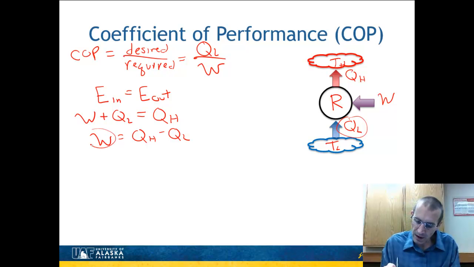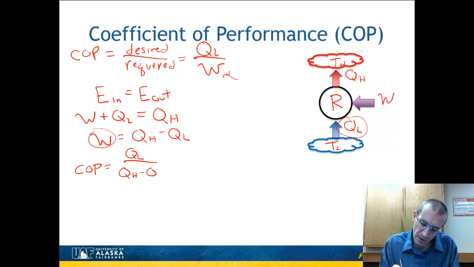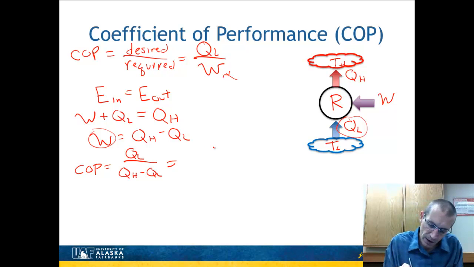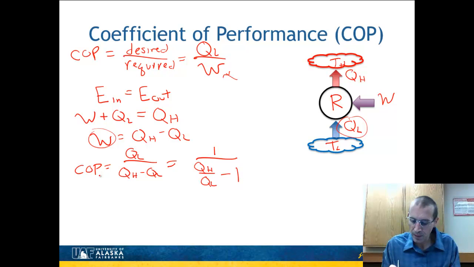Now I'm going to take what I've solved for W and put it into this equation up here for my coefficient of performance. So COP is going to be QL over QH minus QL. And if I divide through by QL, just to get it in a slightly different form, I'm going to have 1 over QH over QL minus 1. And that's the coefficient of performance for a refrigerator.